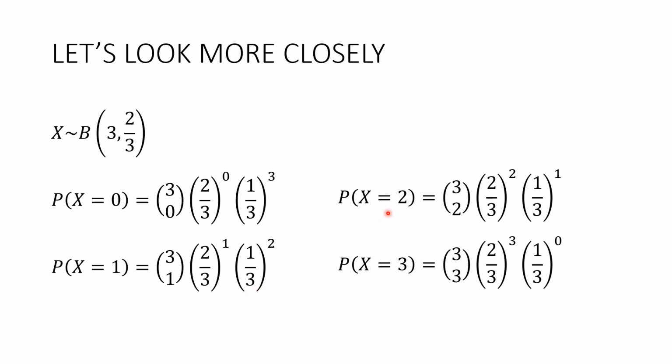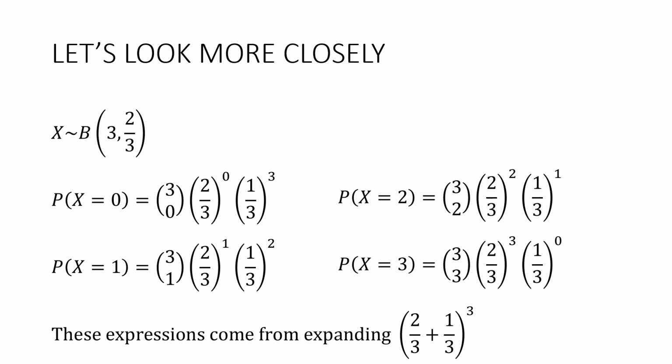Here we've got 2 successes. This is the number of ways we can order those 2 successes. Here's the probability of success, the probability of failure. And finally, x is equal to 3, 3 successes. It's going to be 3C3, probability of success cubed, probability of failure to the power of 0. And just in case you're interested, these expressions all come from expanding this using our binomial theorem. That's why we end up with all of these coefficients here.